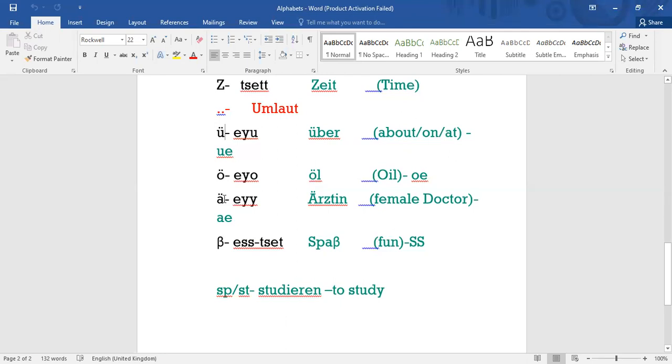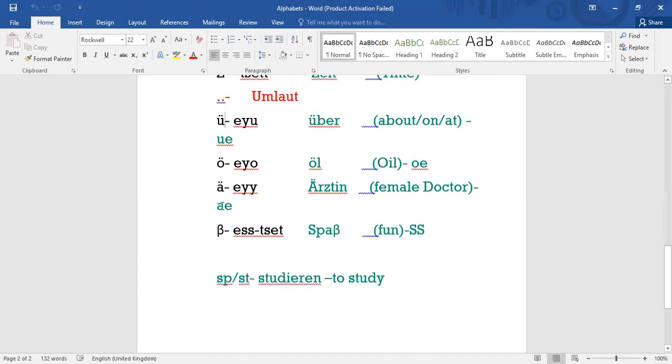Okay, A umlaut gives the sound of 'eh'. Like we have here A umlaut RZTIN, so this will be read out as Ärztin. This is not O, this is A. Ärztin is a female doctor. The female doctor is called Ärztin in German. Then again, similar to OE and UE, you can also write A umlaut as AE.